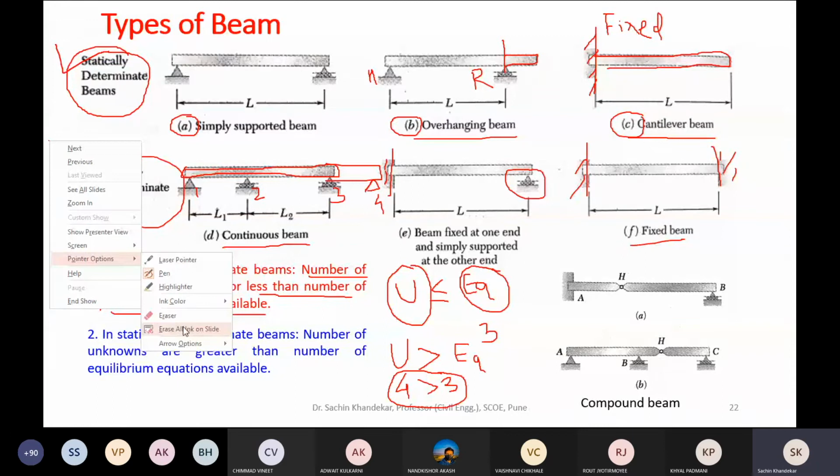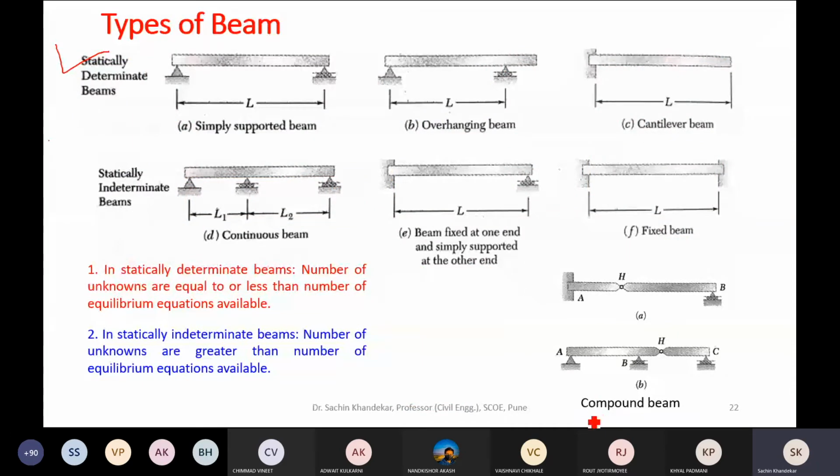One more type of beam is the compound beam. Now compound beam means what? A beam which is made up of two or more beams. For example, this is AH, one beam, which is connected by means of an internal hinge to the other beam, say HB, at H.